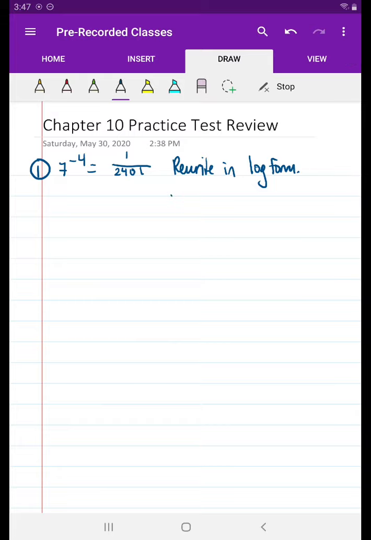Hello, Algebra 2. This is a review of your practice test from Chapter 10. So I'll go through each of the problems and go through the solutions. Some of these are really simple, like number 1, this is just a rewrite.